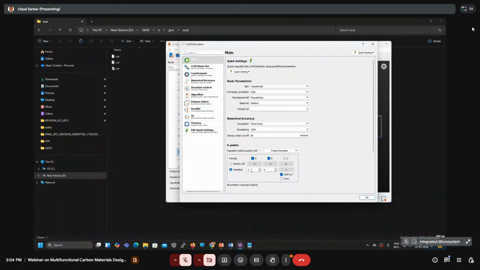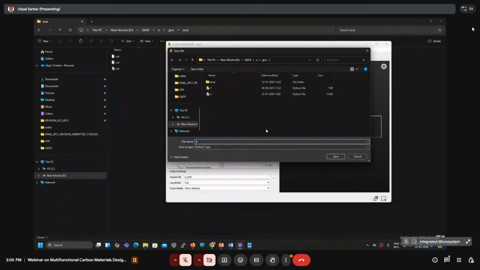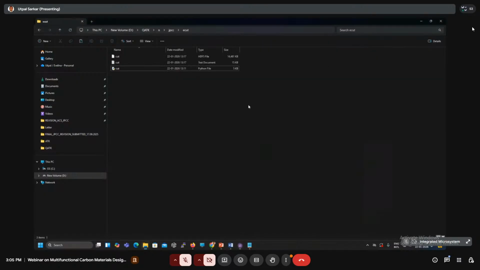Like here it has already set 2 for 1. You can set 2 and this is 5, or as the z direction is periodic, that's why it will be set as 1. Likewise, you can also save this as a pi file. Here it will be same as the density mesh cutoff, so I am not going to save it.